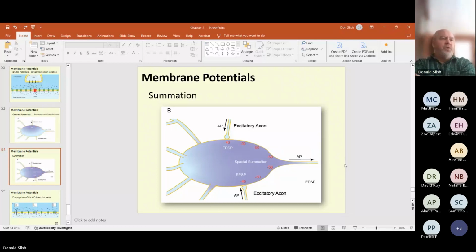Now, if this neuron gets an awful lot of excitatory input, it's not going to get a bigger action potential. It's going to get more frequent action potentials. So the output here of this neuron is in terms of frequency of action potentials. The more stimulation it gets, the higher the frequency. More inhibition it gets, the lower the frequency. So that's more or less how neurons are working.